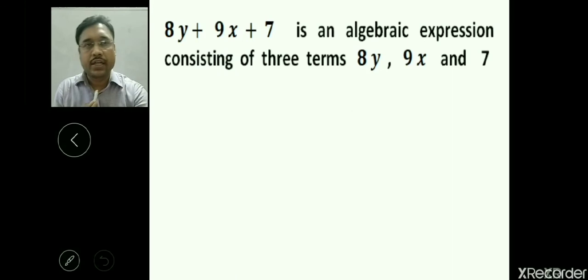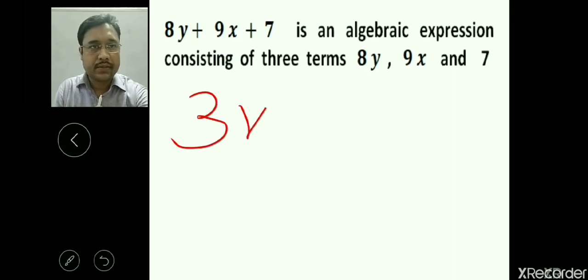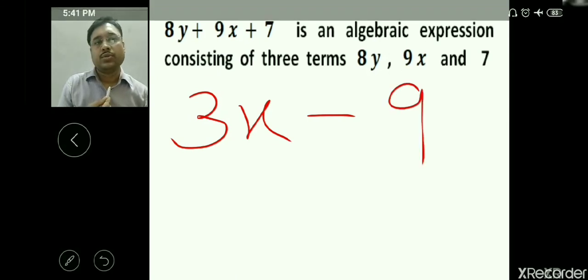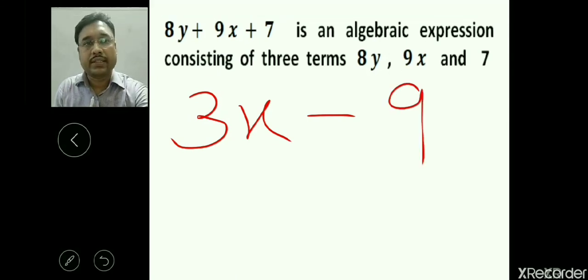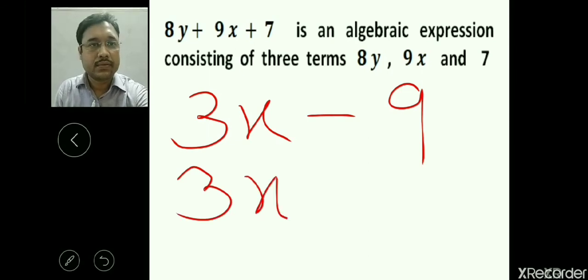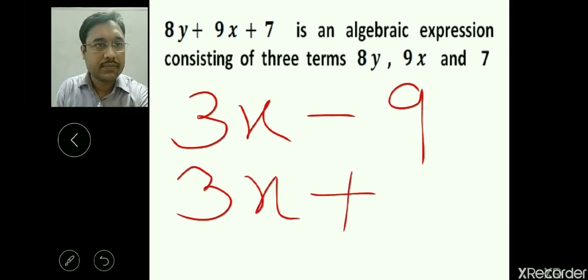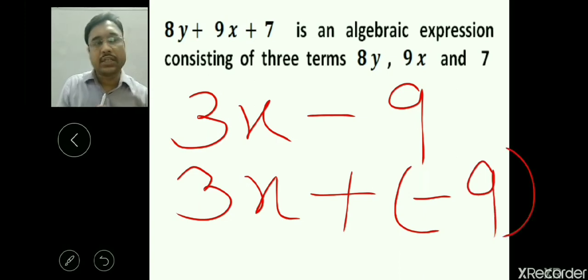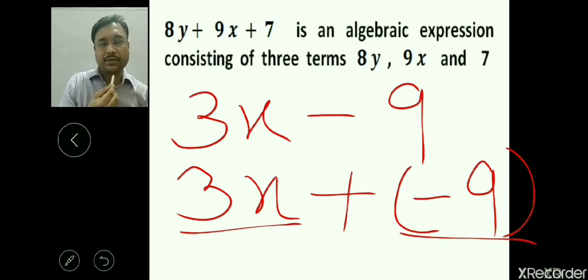Now if the algebraic expression given is 3x minus 9, okay, you can write it like this: 3x plus minus 9. So the separate terms here are 3x and minus 9. The first term is 3x and the second term is minus 9, okay, and they are separated by the sign plus.